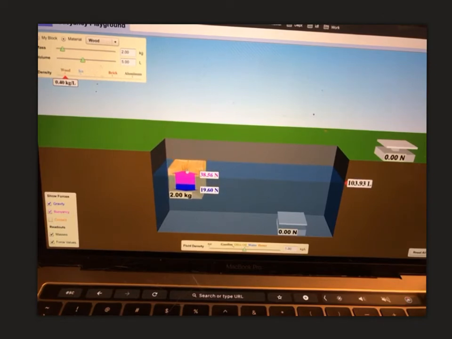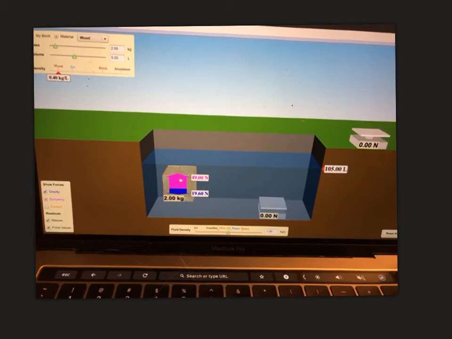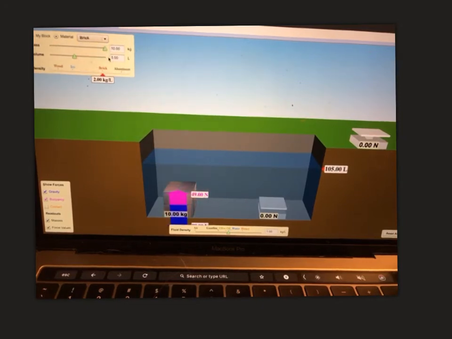So the more that the block is submerged, the greater the buoyant force. Because remember, the buoyant force is density of the fluid times g times the volume of the object that is below the surface. Alright, so now I want you guys to notice that when it's fully submerged, it has a buoyant force of 49 newtons. Now I'm going to change the density of the object, but not the volume of the object. So I have wood, I'm going to change it into brick. So we have 5 liters, and notice that the buoyant force is 49 newtons.